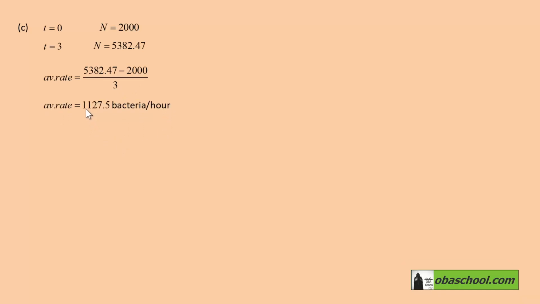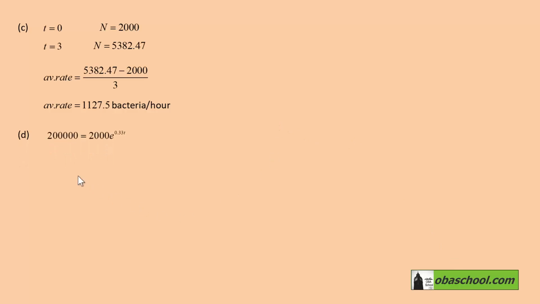In part C, we want the average rate of change. When t is 0, we know n is 2000. When t is 3, n was 5,382.47, and so on. The average rate of change would be the gradient of this straight line segment. In other words, it's the difference in the y's over the difference in the x's. So that would give us 1,127.5 bacteria per hour.